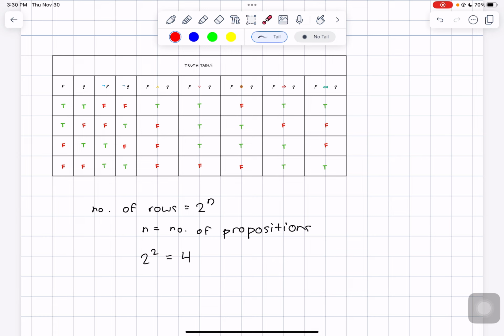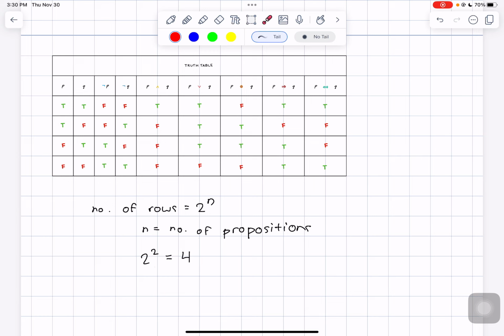Now, proceeding with conjunction. Take note of this. And is true if both are true. So, if both are true, then and is true. If there are different truth values, then it should be false. The same with if they're both false, then it should be false.